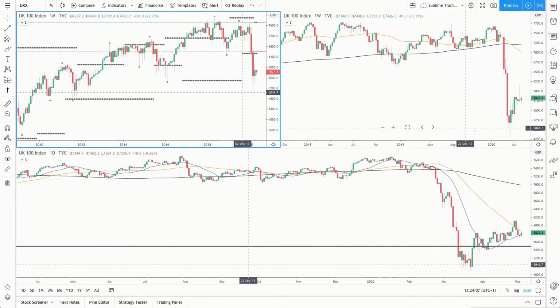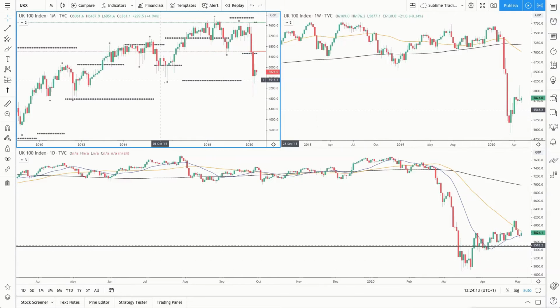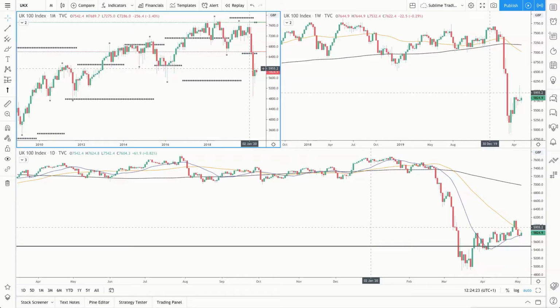Okay, as always, this is our three-screen setup. We have the monthly in the top left, weekly in the top right, and our daily chart down here across the bottom. Starting with the monthly time frame, we can see that price is still finding support at the low of February 2016. May so far is looking bearish with an element of resistance at that 6,000 round number.